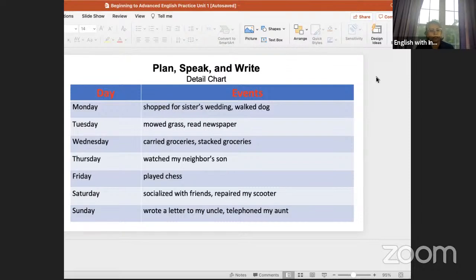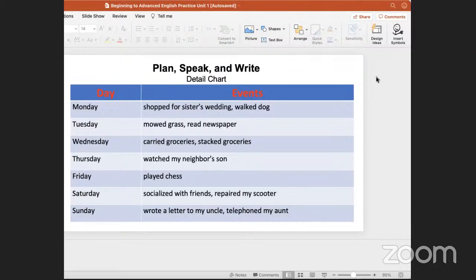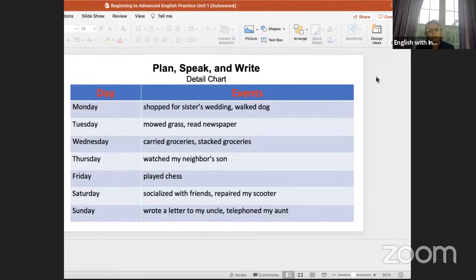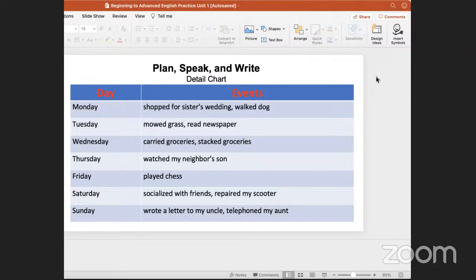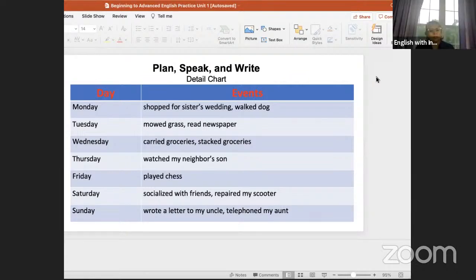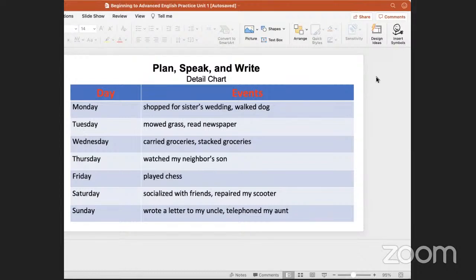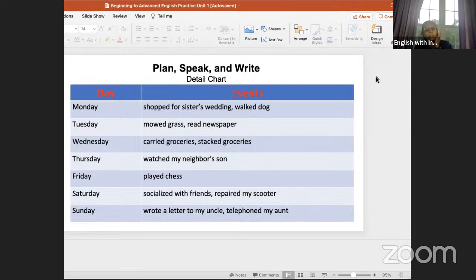So now Tuesday. Let's practice for Tuesday. You can even use the events which I have here. That's fine. You can use these too and come up with the language. On Tuesday, I read newspaper. Read. Yes, because it happened in the past. On Tuesday, I read newspaper.